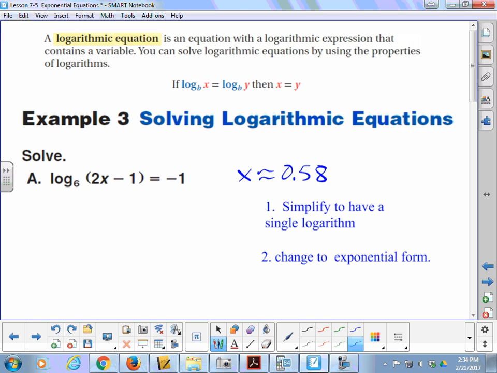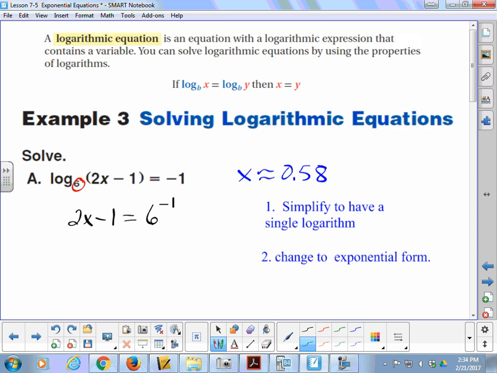Now we have a single logarithm, and we're going to change it to exponential form. What does that mean? Here's the base, so it becomes the base for this exponent. When I change it to exponential form, we get 2x minus 1 equals 6 to the negative first power. All we're doing is changing it from logarithmic form to exponential form.